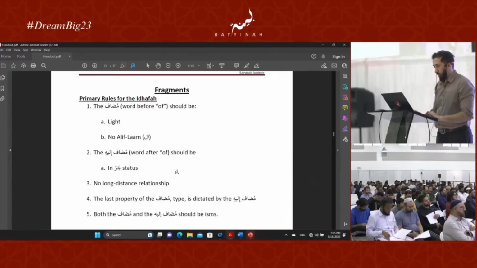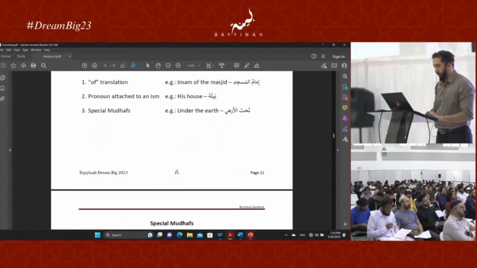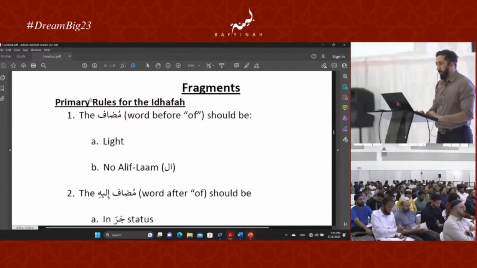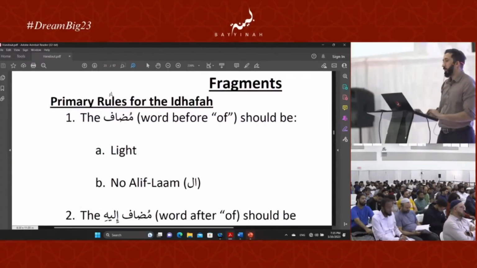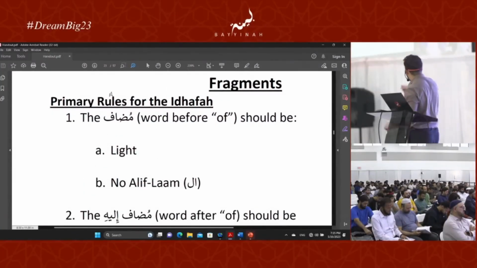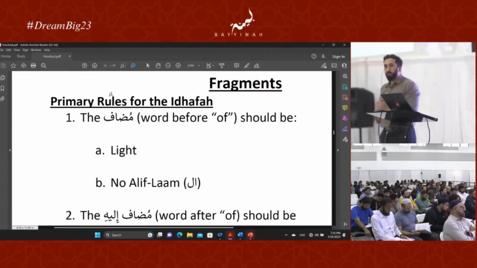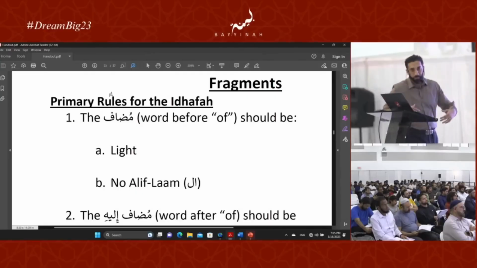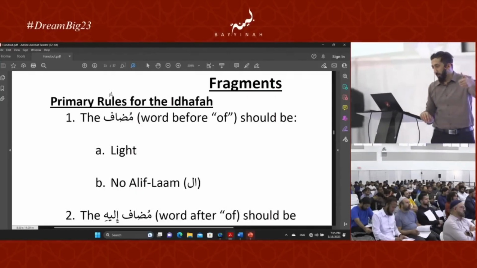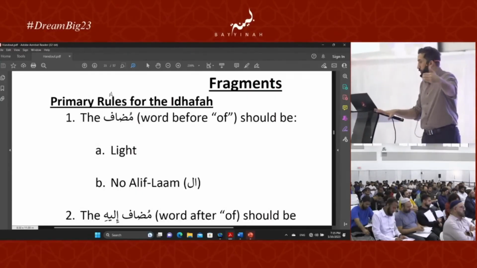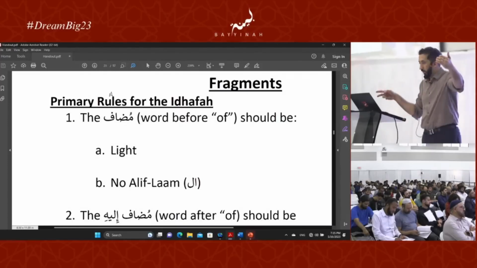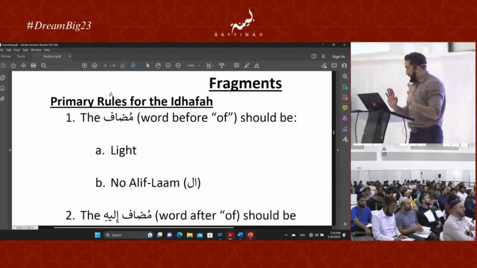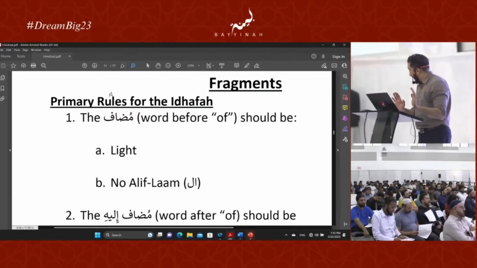Okay, it should be page 21. Fragments. Primary rules for the idafa, it says on top. What does idafa mean? Mudaf and mudaf ilayh together. Primary rules for this fragment. Number 1, the mudaf, which is the word before the of, should be 2 things. What are 2 things does it say? It's light and no alif lam. We discussed this yesterday? Okay, good.